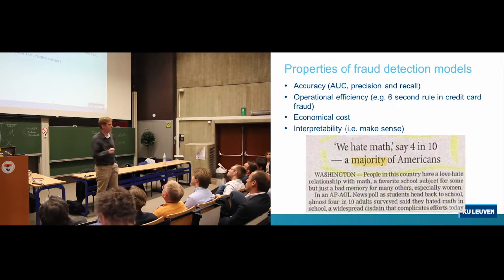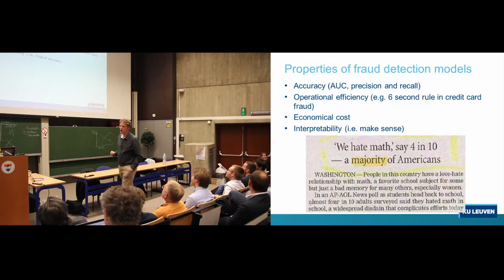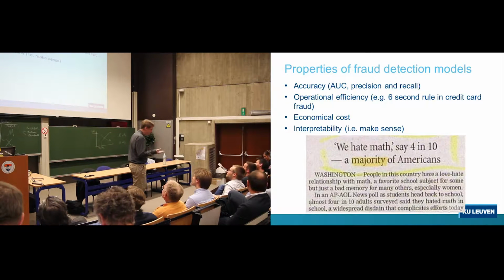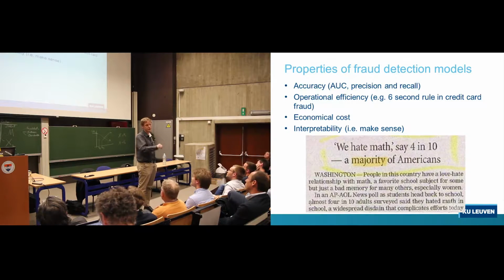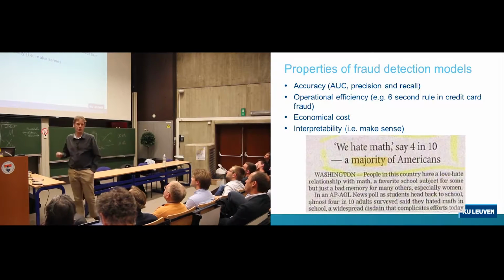Area under the curve. Under what curve? Receiver operating characteristic. Very good. Precision and recall are also very important numbers, like how many of our flagged transactions are actually fraudulent, and how many of the fraudulent transactions did we actually capture.